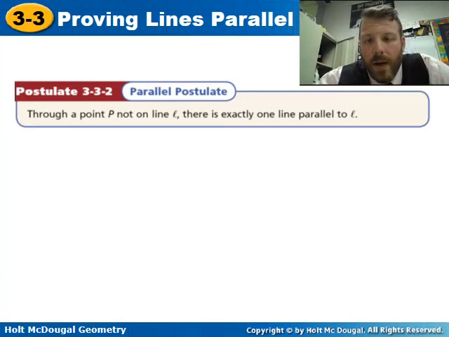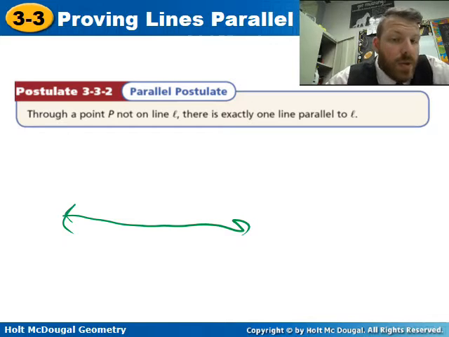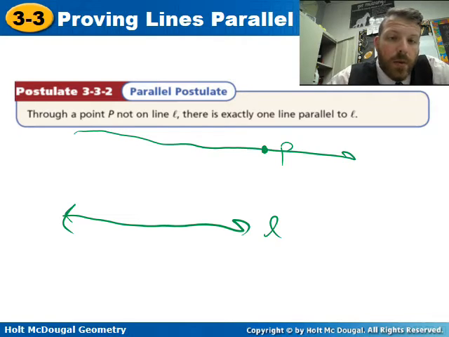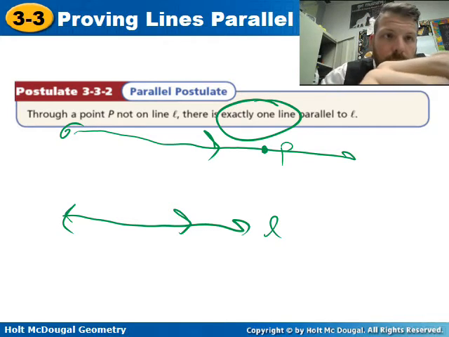Okay, I want to talk about the parallel postulate real quick. If you just look here, it says through a point P, not on line L, there is exactly one line parallel to L. Basically, all this means is that if I have a line, could be squiggly, I hope it's very straight, but I have a point anywhere in space that's not on this line, we call it point P, that there's only one way to draw a line that's going to be parallel to it. Only one way, exactly one way. So that's what that postulate means.